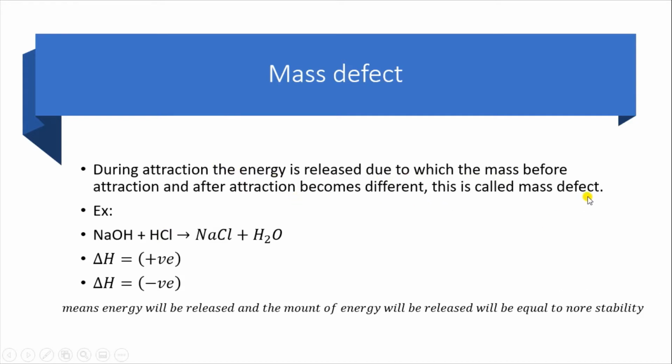If we take the example of NaOH plus HCl, where NaCl is formed along with water, you know that this formation has taken place because of the attraction. So the delta H may be either positive or negative. If the delta H is negative, it means that more energy will be released, and the amount of energy released will be equal to more stability. And if delta H is positive, it will be vice versa.